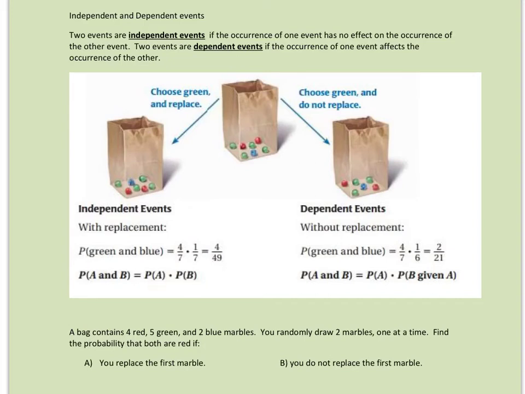Now without replacement, it's the probability of A times the probability of B given that A happened. So the probability of green and blue without replacement. I reach in, I pull out, it's green. So now how many marbles are left? 6. How many of them are blue? 1. So 1/6. So 4/7 times 1/6. Okay? So let's give these a try.